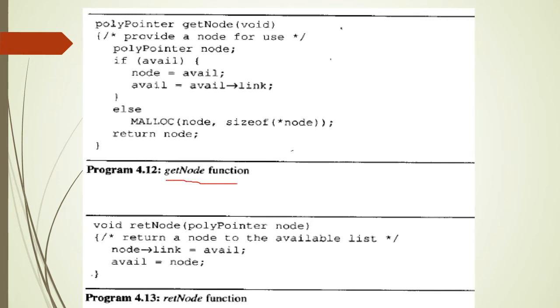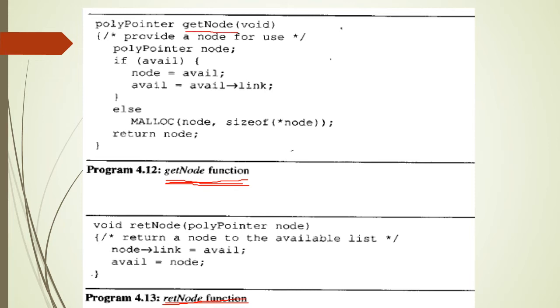Here, getnode and retnode. The getnode function is to get a node from the heap. It will check whether free nodes are available in the heap area of the memory or not. If free nodes are available, it gets the free node from the heap to your program, and the retnode function will return the freed node back to the heap.